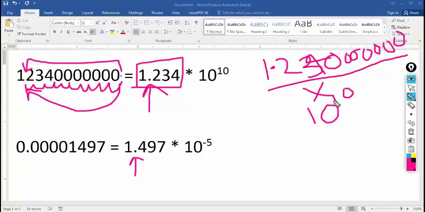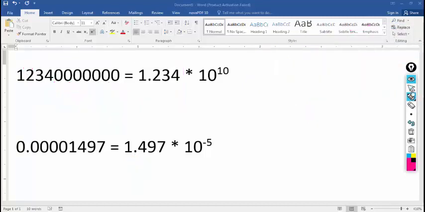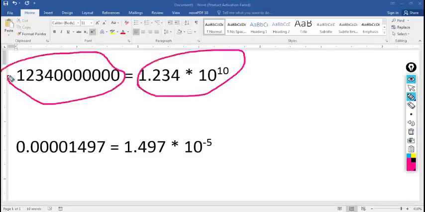That means if I multiply this number here by 10 to the power of 10, we will get the original number, and hence there is no difference of value between the number present here and the number given here. Both the numbers are exactly the same. So this was the first example. Let us have a look at the second example.